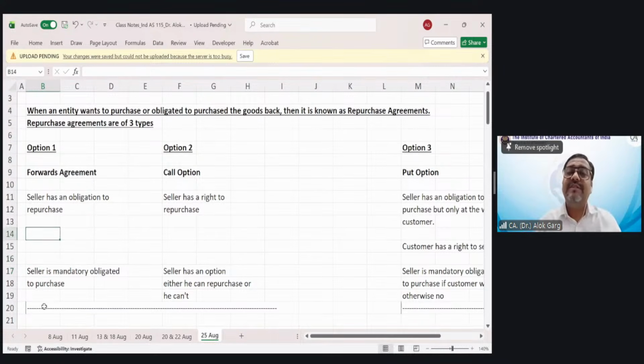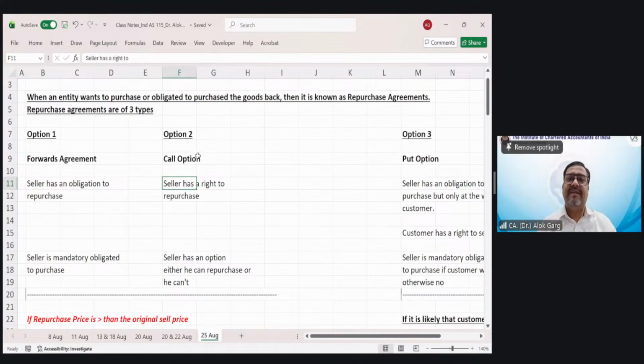What is a call option? Call option means the seller has a right to repurchase. What is the difference between obligation and right? Tell me quickly. Friends, I don't have much time. I have to complete this in 1 hour.